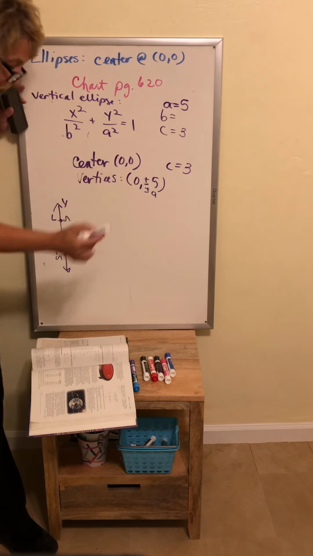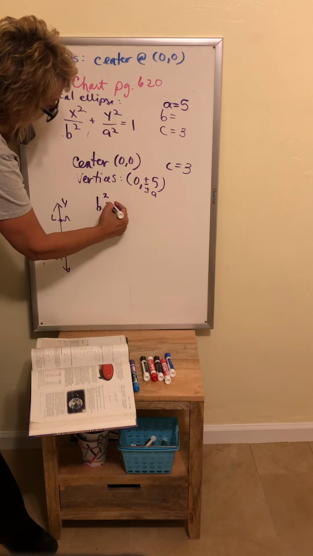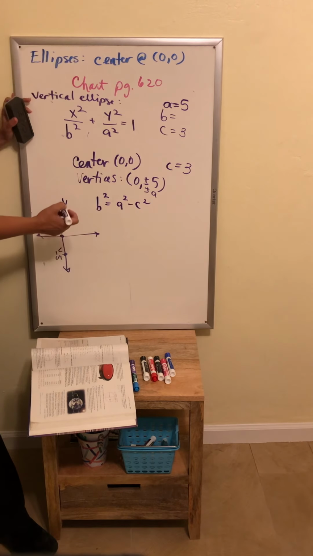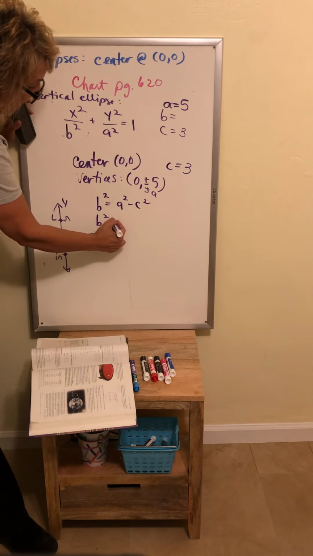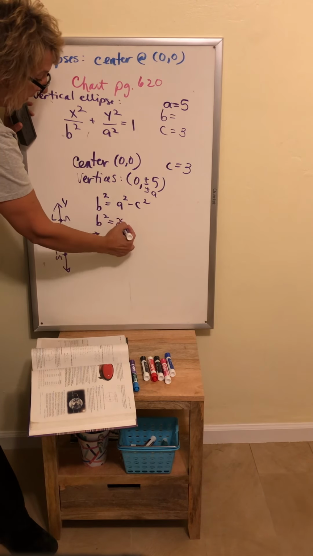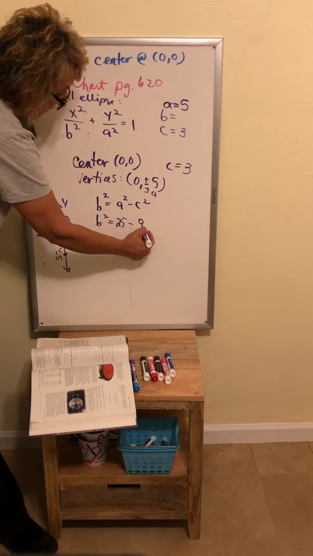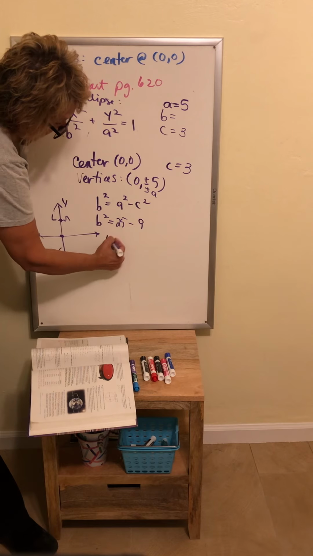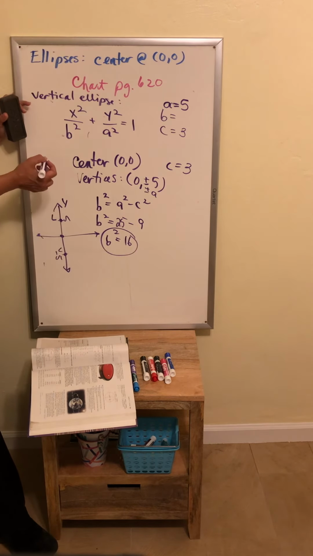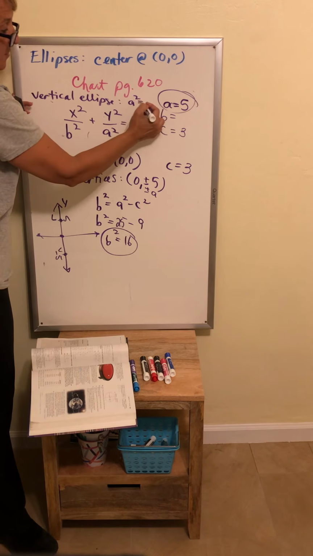We will use the relationship b squared equals a squared minus c squared. b squared is what we're solving for. So a squared is 25 minus c squared, which is 9. When you do the math, you get b squared equals 16. So that's what we need. The value for b squared is 16, and a squared is 25.